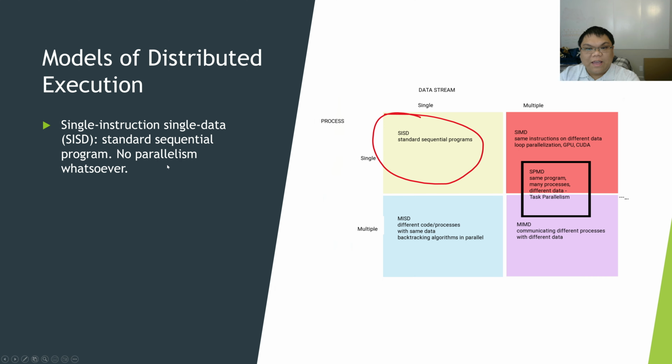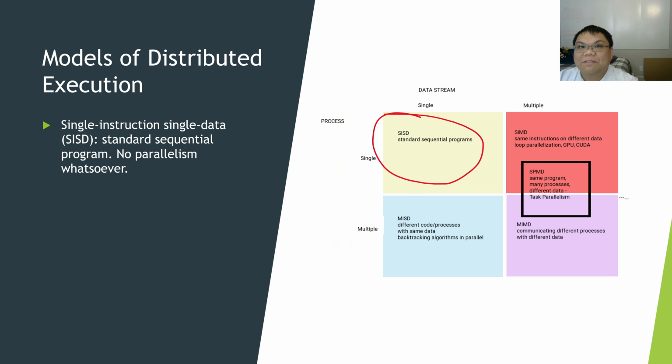Alright, so I want to get into the modes of distributed execution. And there are 5 main modes for this. The first one is single instruction, single data. So, standard sequential program, no parallelism whatsoever. Most of the programs you've ever written in your undergrad will most likely be under this category. Even down to the Hello World programs.